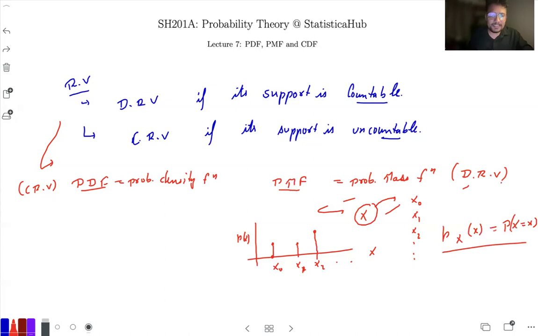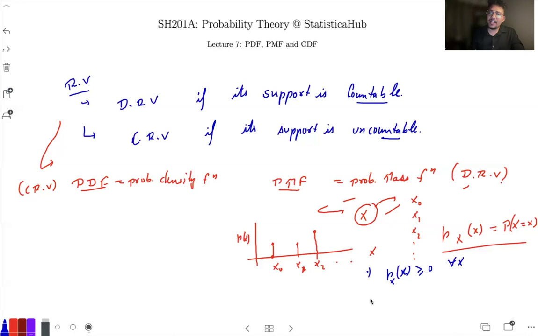Okay, some properties that you have to always remember. The first property is that the probability mass function will always be greater than or equal to 0, because it is a sort of probability function. Being a probability function, it will hold the properties of a probability function. So it will be greater than or equal to 0 for all the values of x.